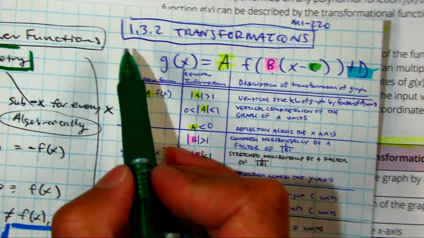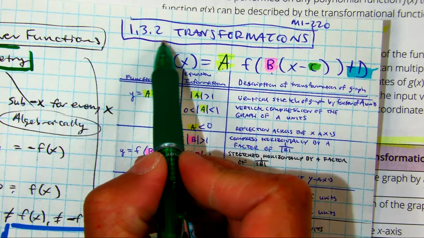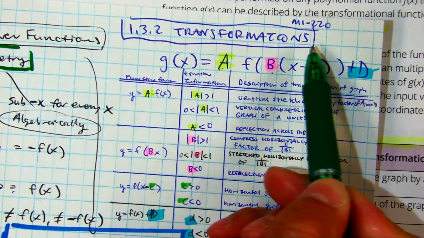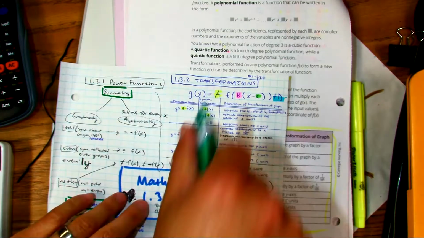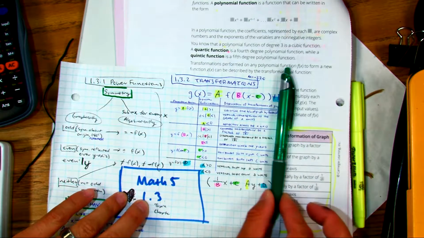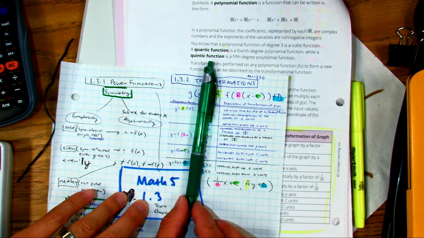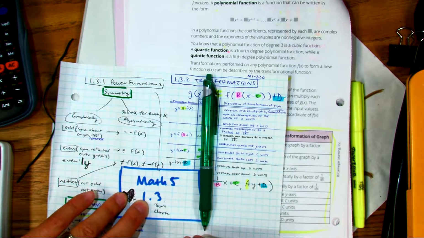So in Module 1, Topic 3, Lesson 2, we're talking about transformations. What are transformations? You can rotate a pen. You can translate the pen. You can reflect the pen. And these are the transformations we're going to talk about.